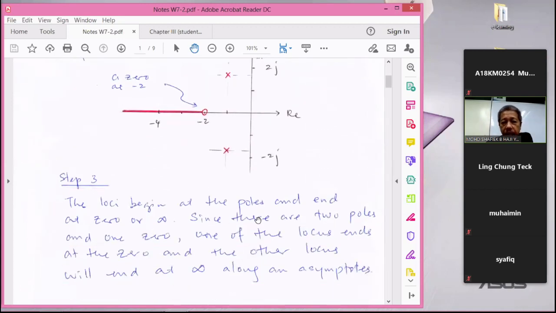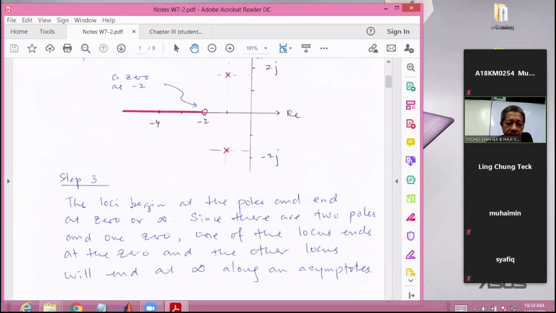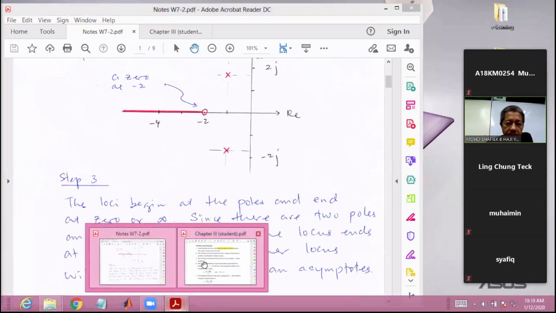Okay, so the loci begin at the pole and end at 0 or infinity. Since there are 2 poles and 1 zero, one of the loci ends at the zero at -2, and the other one will go along an asymptote to infinity. Okay, so that is step 3. So what is step 4?